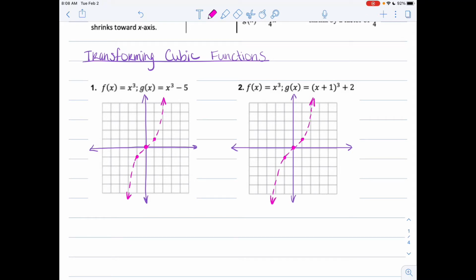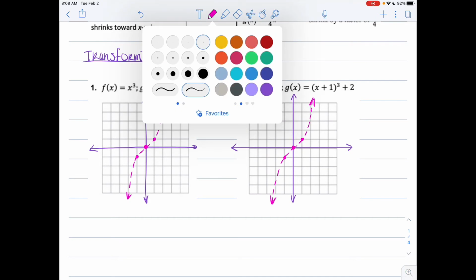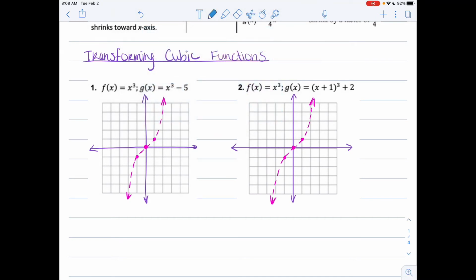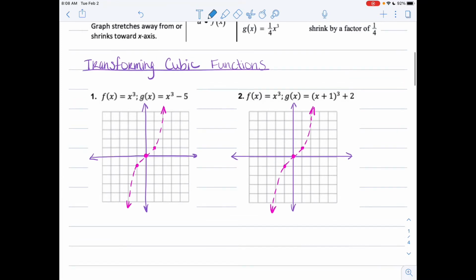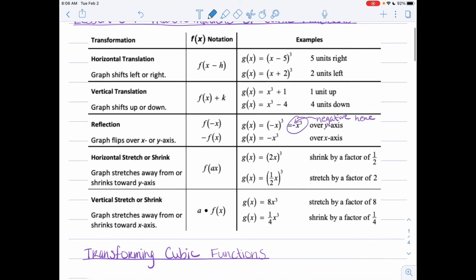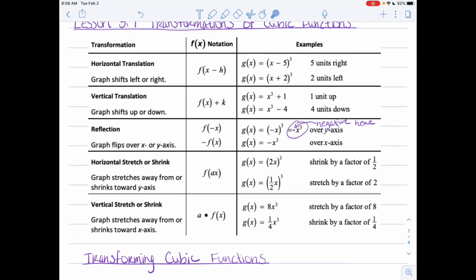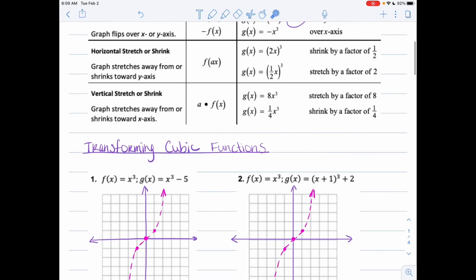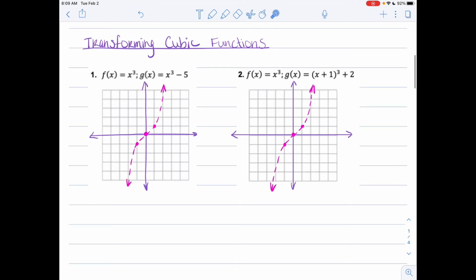All right, so let's look at our transformed function for number 1. Number 1 says x to the third minus 5. So refresh your memory a little bit. If we have a negative tacked onto the end, we are looking at something like an f of x plus k, but since the k value is negative, that means it's going down. I can prove that to myself by just plugging in some points.